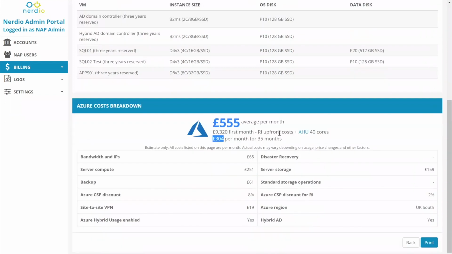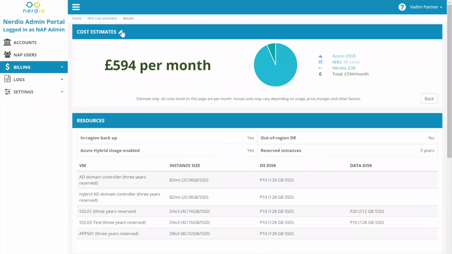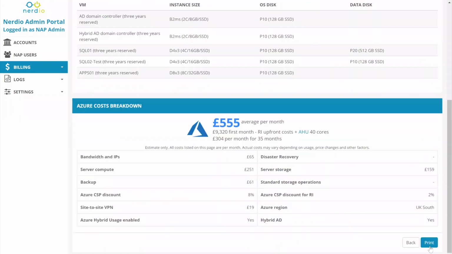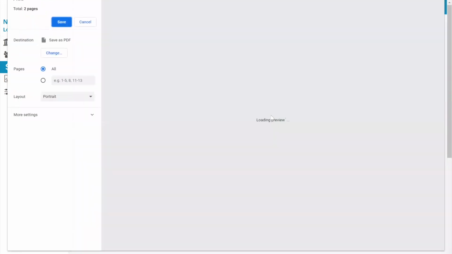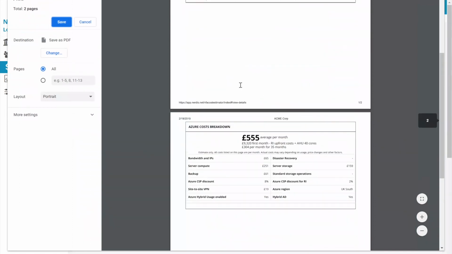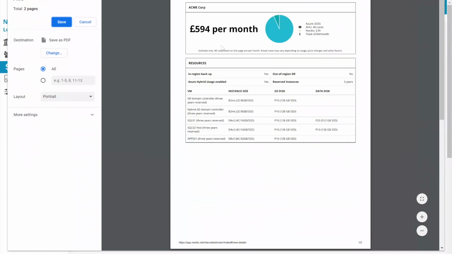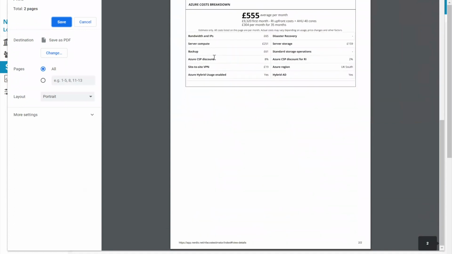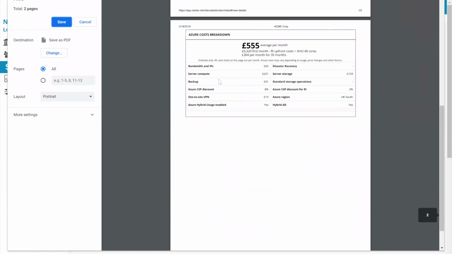Okay, once you have this data calculated, you can label this estimate. There is a little edit button up here, and you can say this is going to be for Acme Corp. And then you will be able to click print, and this will generate a nice PDF file that will have all of that information listed. Now, this is the cost to the partner, not necessarily the price, or unlikely to be the price to the end customer. So that's an important thing to keep in mind. This is what the partner would pay to Microsoft based on the selections that they've made.